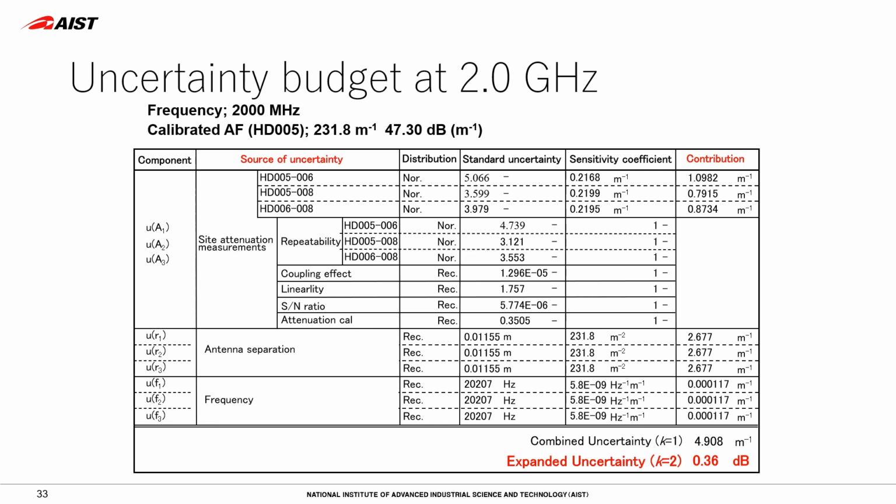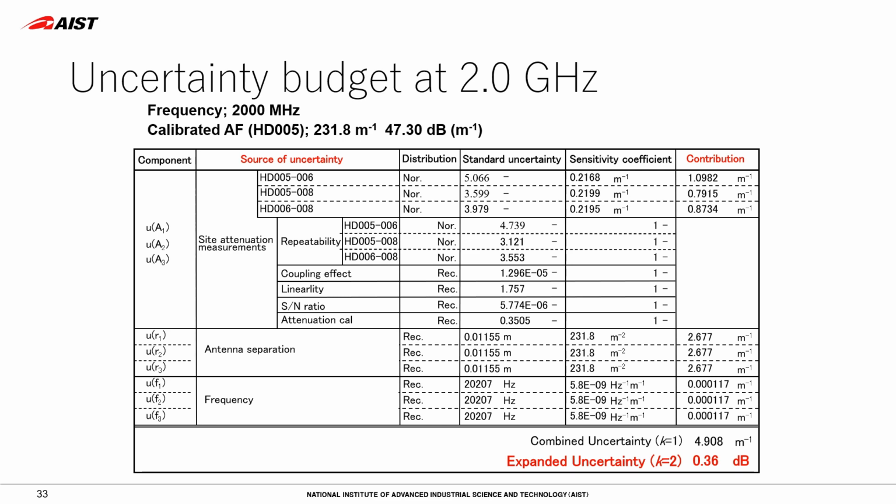Uncertainty is orderly summarized in a table like this. This is an example of the uncertainty budget table at 2.0 GHz. Alignment angle effects are not included in this table as I explained in the slide two pages back.